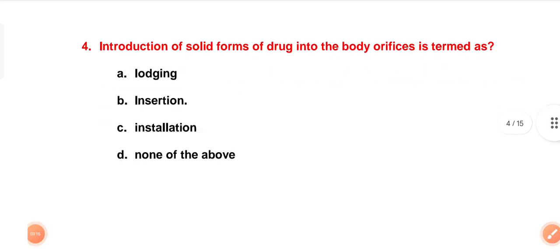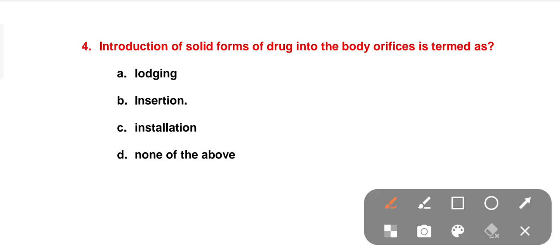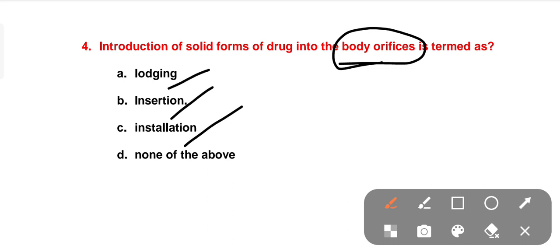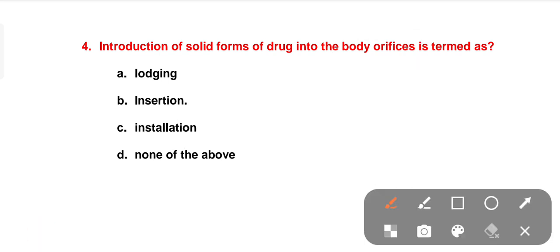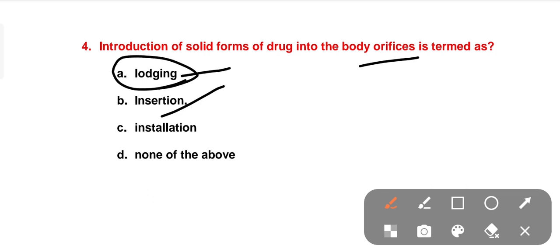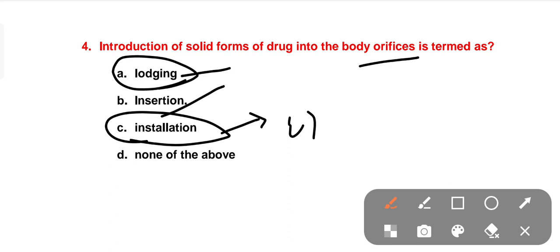The next question is, introduction of solid form of drug into the body orifices is termed as. Body orifices are nothing but openings. The options are lodging, insertion, installation, none of the above. The right option is insertion. Giving or administration of solid forms of drugs into the body orifices is called insertion. Lodging is stagnation of some fluid or something. Installation is giving medications to the eye and ear.